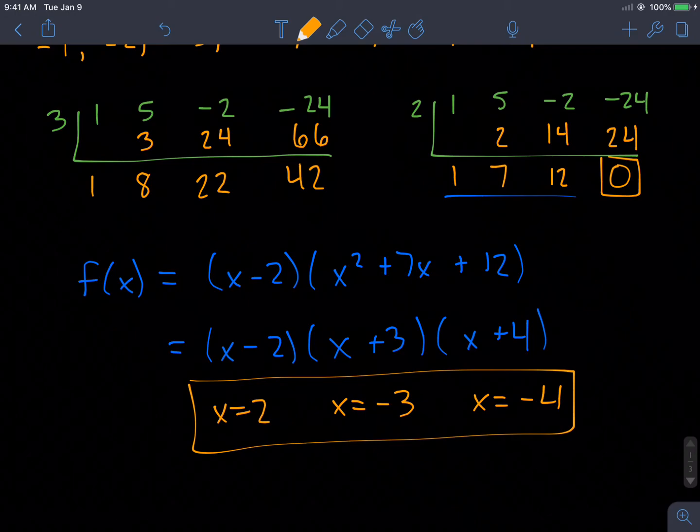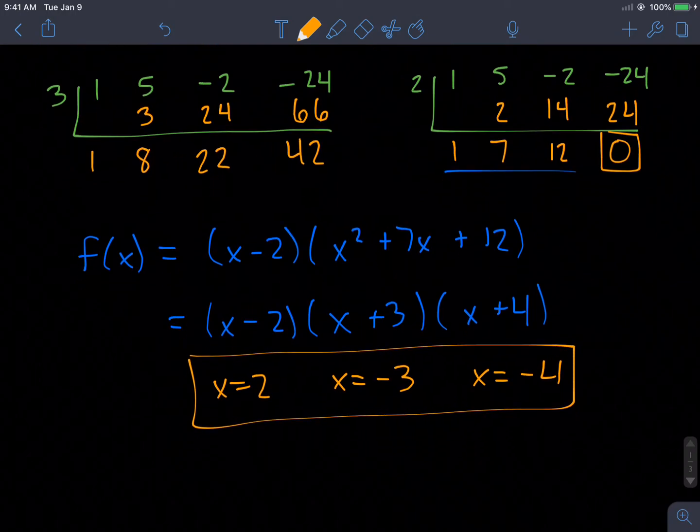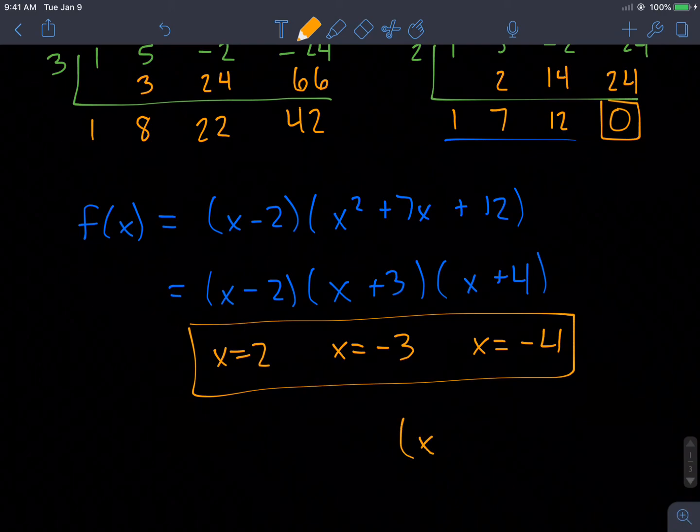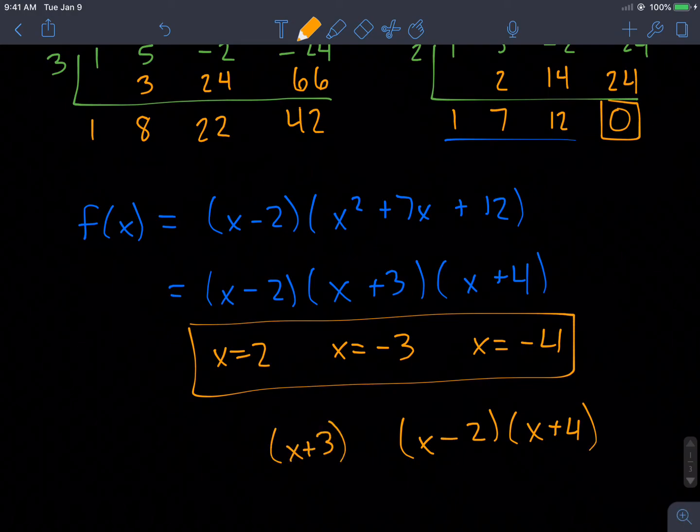And so had you chosen, let's say you had tried negative 3. If you had tried negative 3 in your synthetic division, it would have worked. It would have given you a 0. And then that would have given you a quadratic that would have factored into x minus 2, x plus 4, because you would have already found the x plus 3. Okay, so as long as you hit one of those 3 and you're guessing and checking, you're going to be all right.